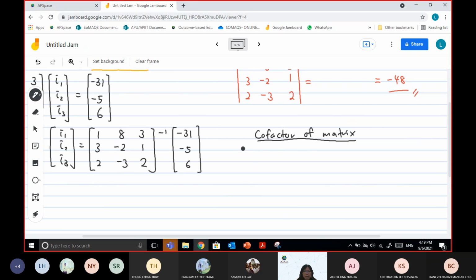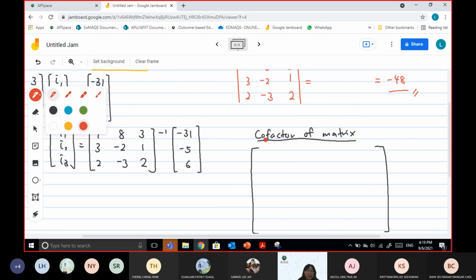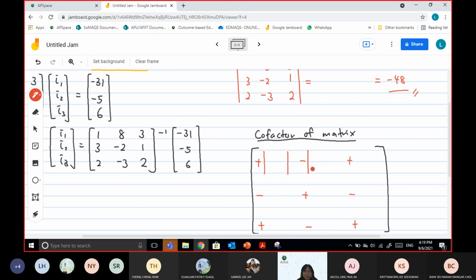Then we proceed to the cofactor. So calculate the cofactor, and remember the sign. You can put the sign first: positive, negative, positive, then negative, positive, negative, then positive, negative, positive. So this is the sign pattern. Then the determinant.